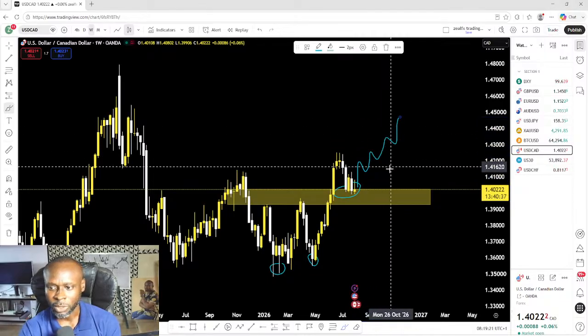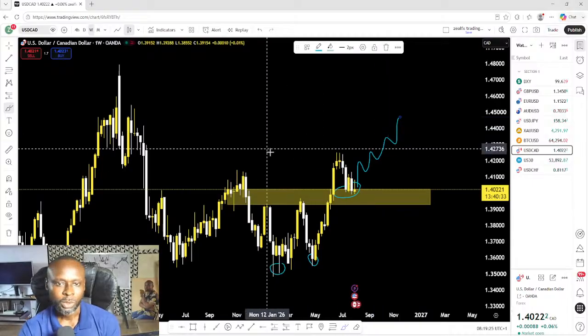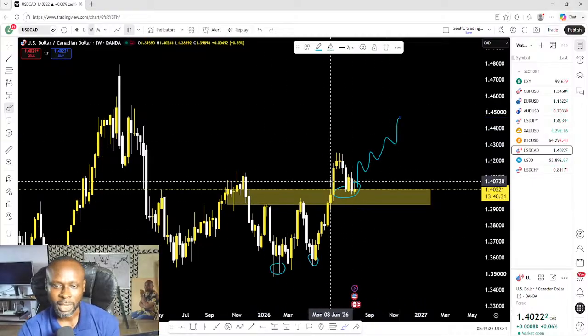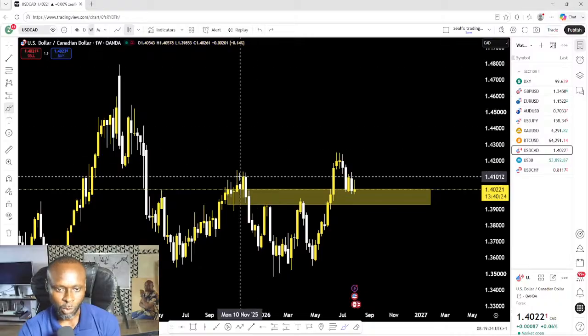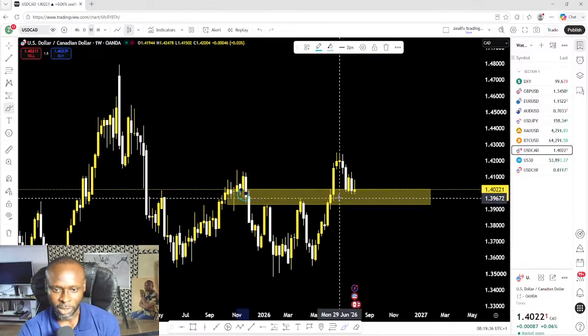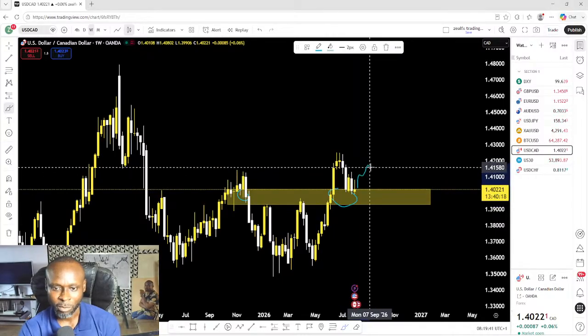So this series of higher lows indicates a bullish trend for the USD CAD. This is a sign of a bullish trend, guys, and we don't want to go against the major direction of the market. Currently we have price close on this weekly support area, indicating price reversal back to the top.